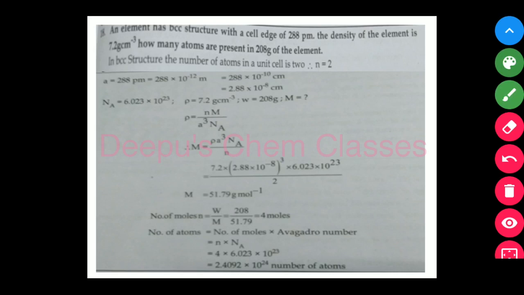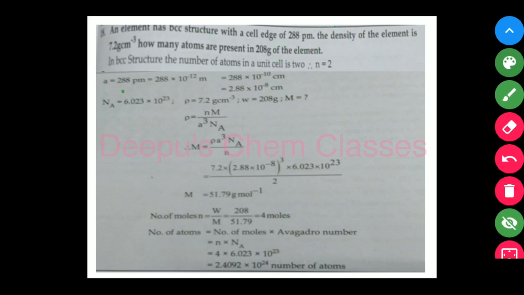So the element has BCC structure, so it is given body centered cubic unit cell, whose cell edge is 288 picometer. That is actually the edge length, the A value. Then the density of the element is also provided, that is 7.2 gram per centimeter cube. That is actually the rho value. Then how many atoms are asked, that is the question, and 208 gram of the element is given, that is W. So write down the known factors first.